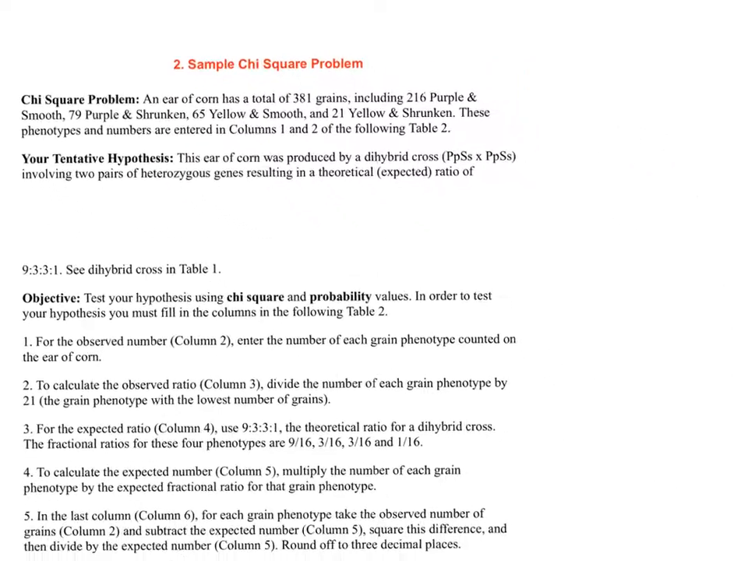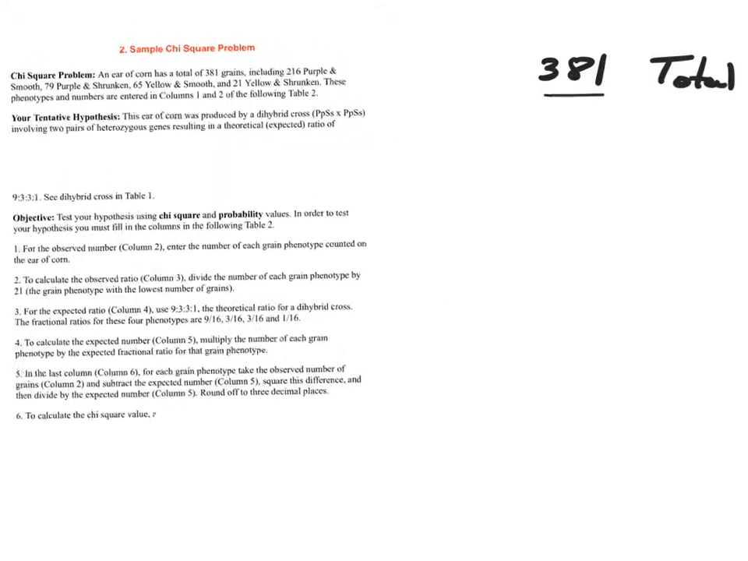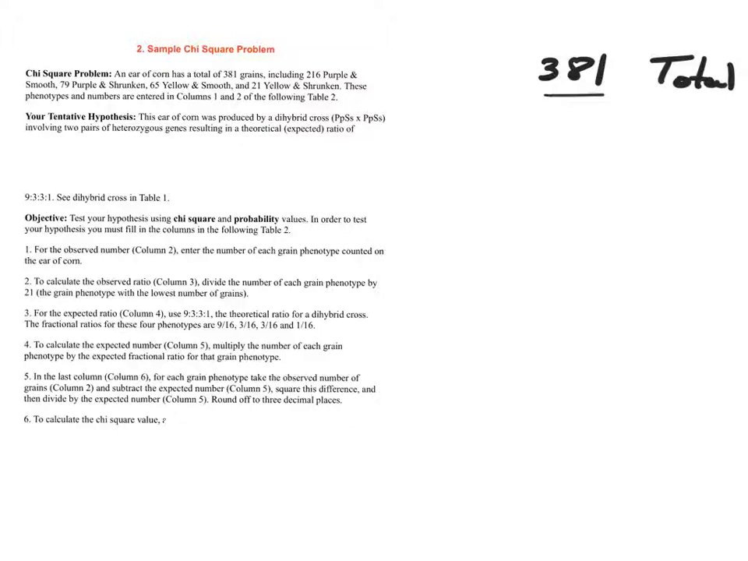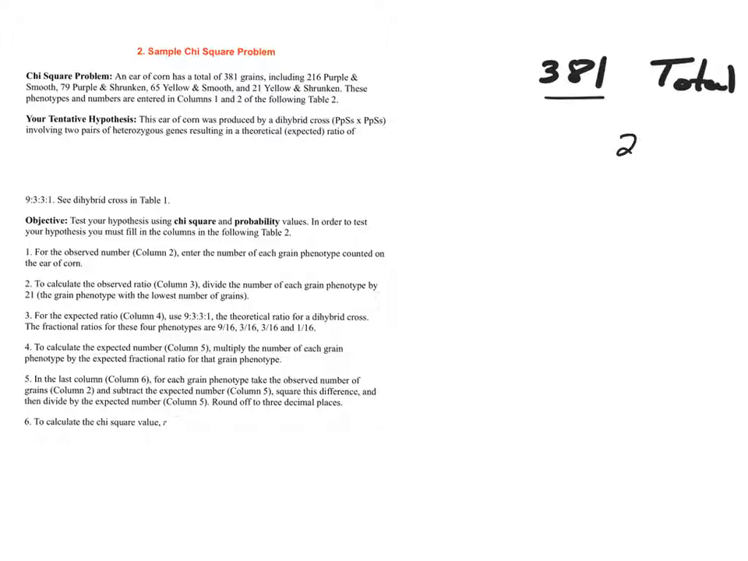Okay, now that some people have tried and others have wasted time, let's go ahead and do this together. So we have 381 grains total. Now what does that mean, total grains? Remember, what that means is that there's 381 corn kernels that we counted on a cob, right? Does that make sense? 381 embryos, right? 381, not gametes, embryos. All right. Of those, let's go ahead and write it down, 216 are purple and smooth.